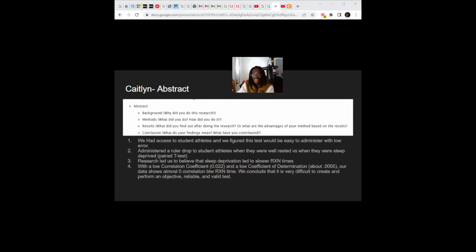So we have Caitlin going up first, and I think Caitlin will talk about our abstract. Right here, Caitlin, I have for you the main takeaways from the abstract, and this is what she had detailed in Cougar View. The abstract needs to have a little bit of background, the methods we used, the results in short, and a little conclusion. I have those things detailed right here.